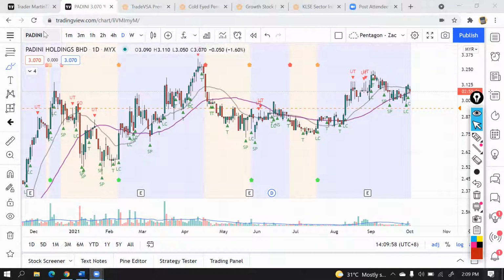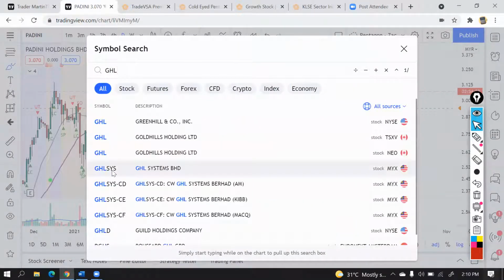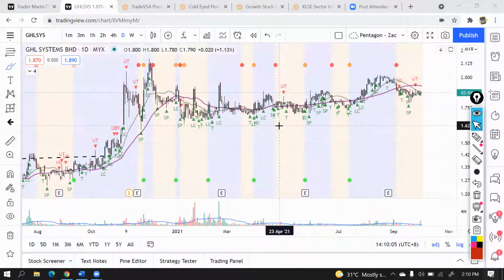Okay, now the next one, let me know if you've got any questions regarding the setups. Okay, probably I will stop and answer some of the questions here. Now the other one is GHL system.